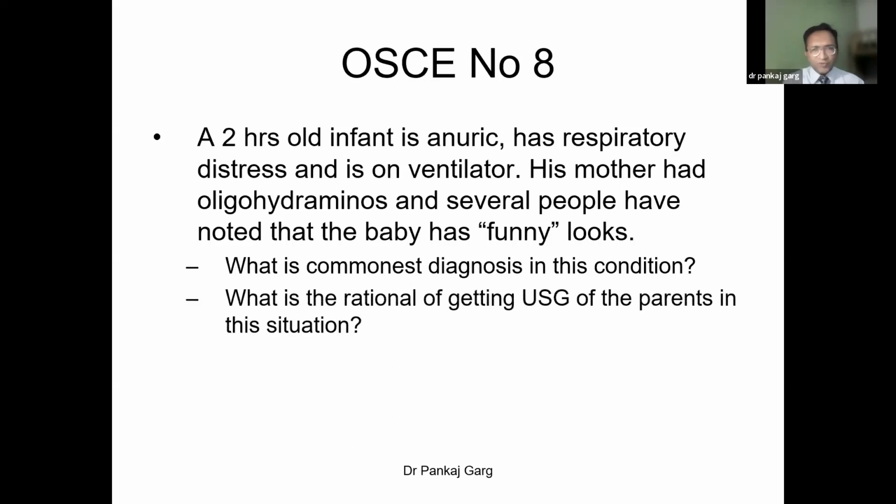So what is the rationale of getting an ultrasound of the parents in this situation? Now you know it is Potter syndrome. The mother and the father are there, they are all right, they are fine, but you want to get an ultrasound of the parents also. In what situation do you get an ultrasound of parents?